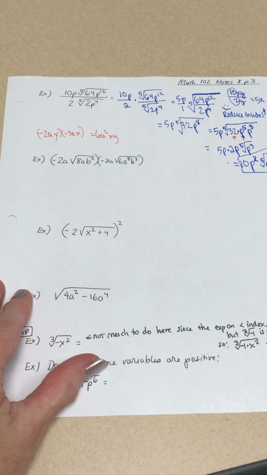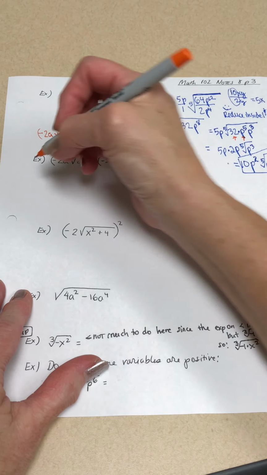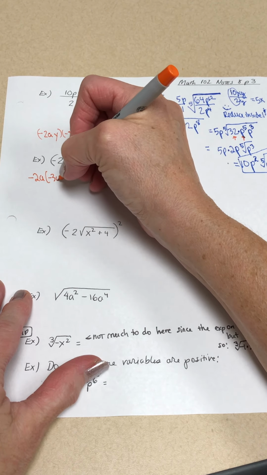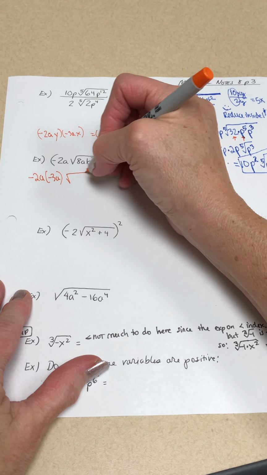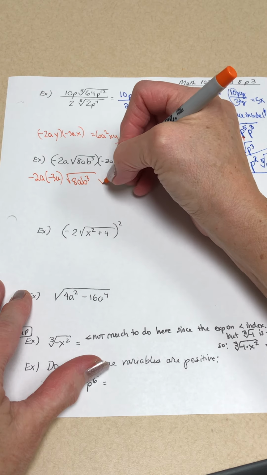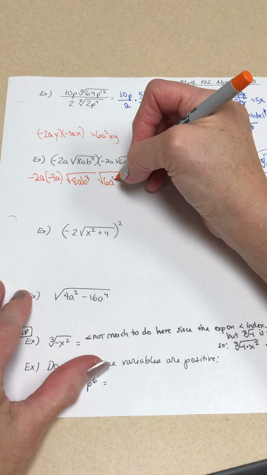So what I'm going to do is multiply the coefficients together, because multiplication is commutative and associative. I can ignore these parentheses. And I'm going to multiply the radicals together. Now, you could do this in fewer steps than I'm showing, but I want to make sure I show all the details.